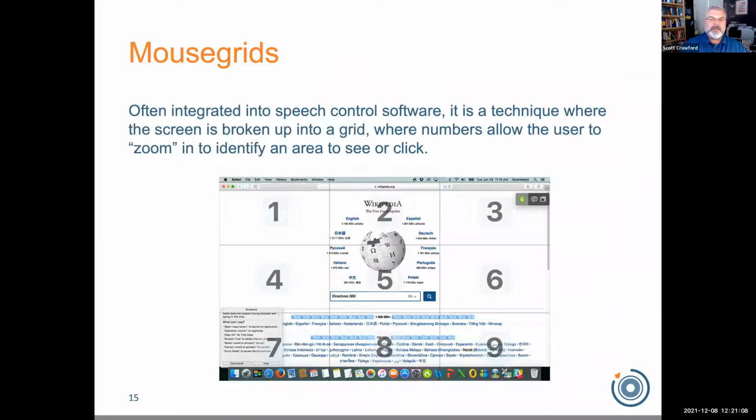Mouse grids are not something you hear about as much anymore, but every once in a while, and this usually is paired with a magnification process. This is where the screen is broken up into a grid where the input is to drill down. Say, if I want to get into the Wikipedia entry area, I would indicate 5, and then that section of the screen would blow up, and then another grid, and I can zero in exactly where I want to click or interface in some form.